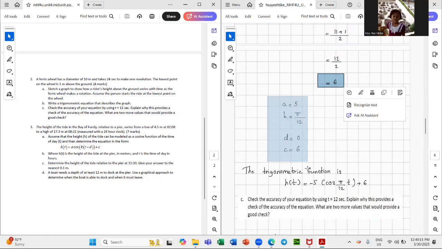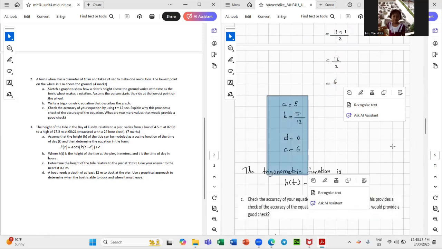So we get everything we need. A is equal to 5, k is equal to pi over 12, d is equal to 0, c is equal to 6. So the trigonometric function we need is h of t is equal to negative 5 cosine pi over 12 t plus 6.